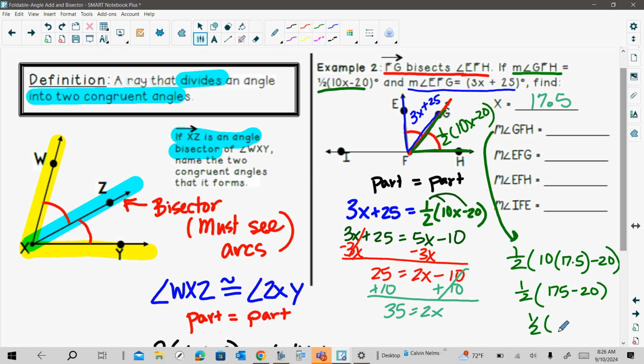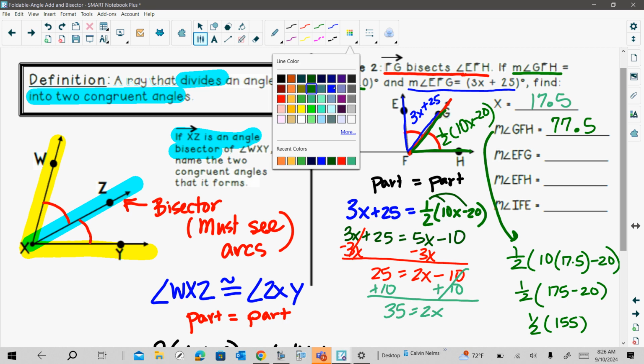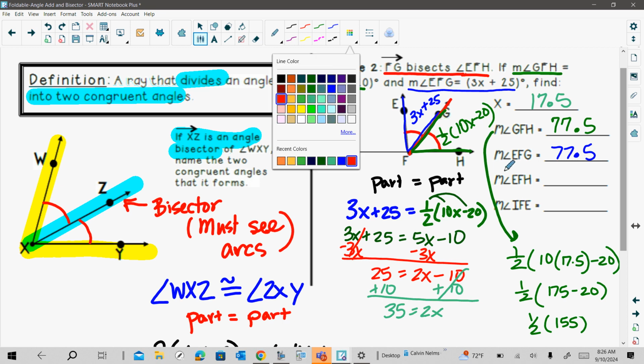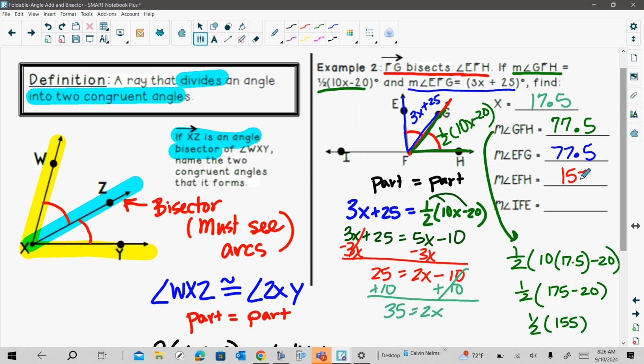So we're doing 1/2 basically of 155. What's half of 155? Okay, 77.5. All right, so we're going to work smarter, not harder. Because I know these two parts are equal, if I know this is 77.5, then over here, EFG is also 77.5. And that would let us know that the whole angle, 155, which is double those, okay? And if this piece on this side is 155.